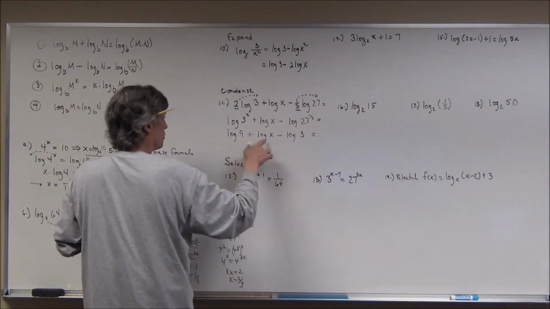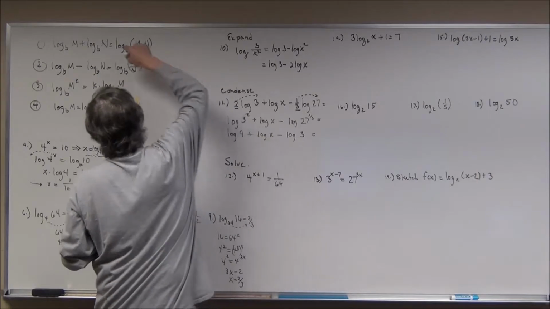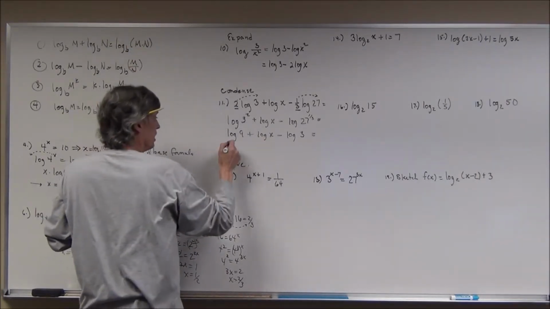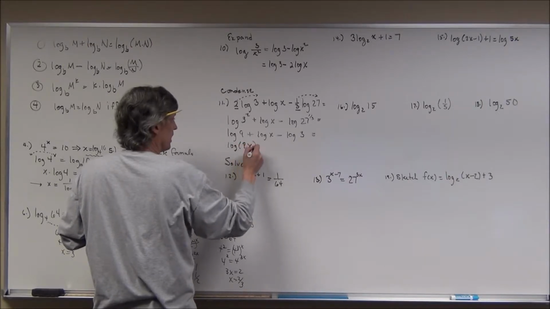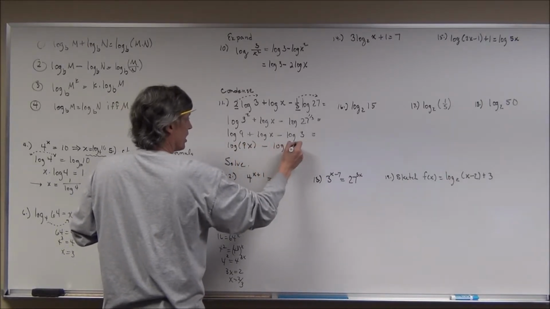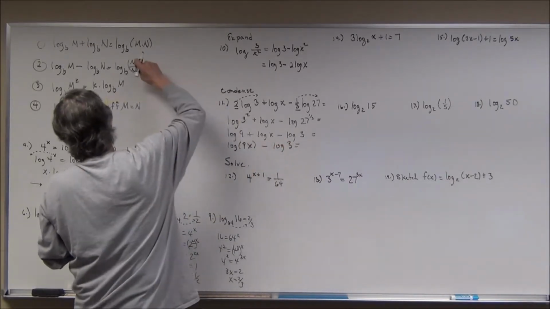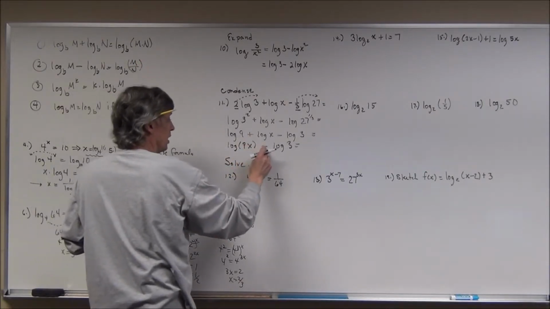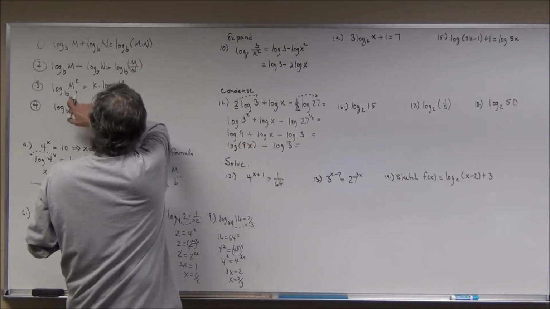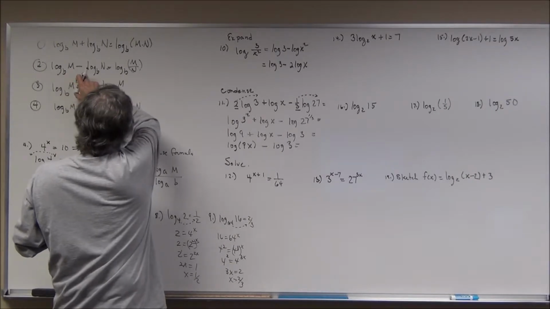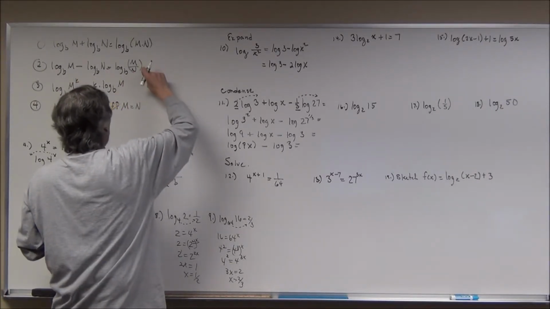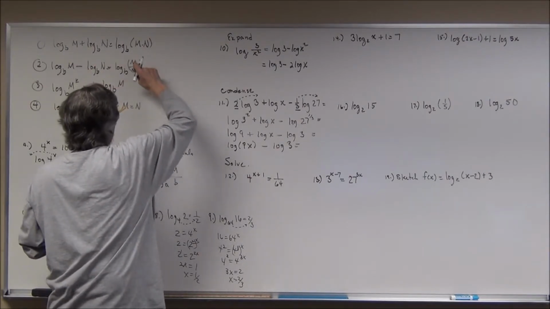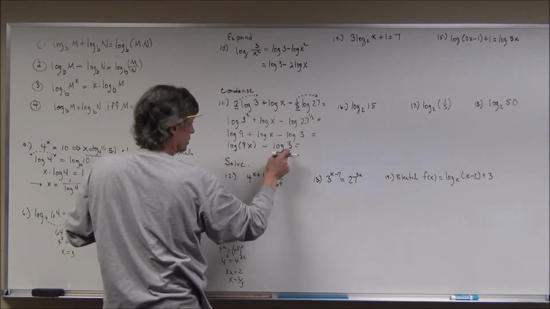Now I'm going to use property number 1 up here. I have a sum of 2 logs. I'm going to write it as the log of a product. So the first 2 here give me the log of 9 times x minus the log of 3. Now I'm going to use the second property and write this difference as a quotient. The log of an expression minus the log of another expression is equal to the log of the quotient of those 2 expressions. M over n, in this case it's going to be 9x over 3.